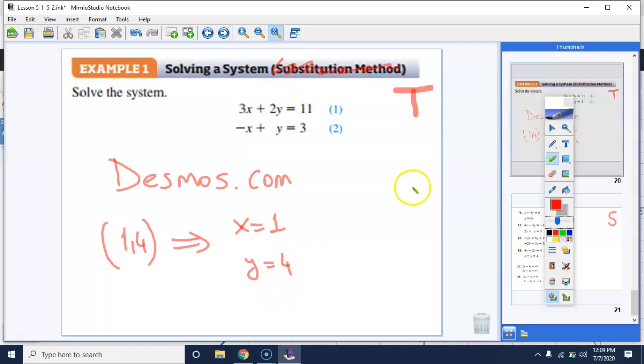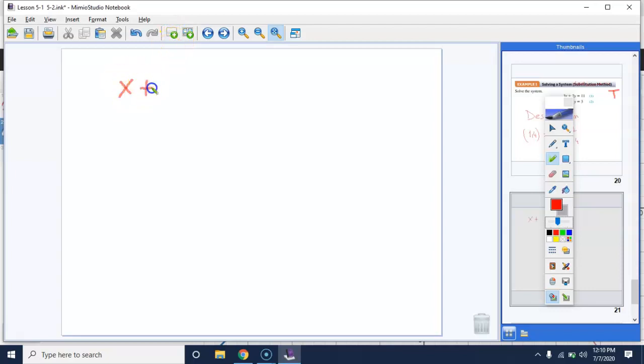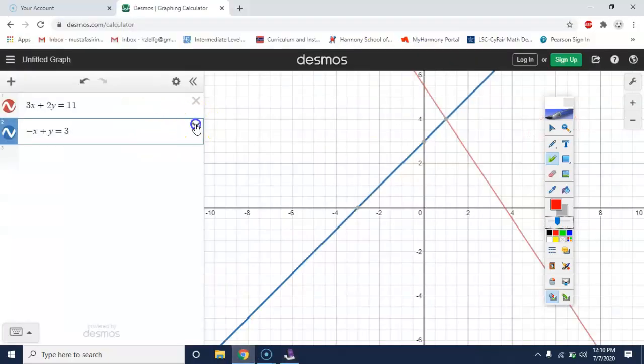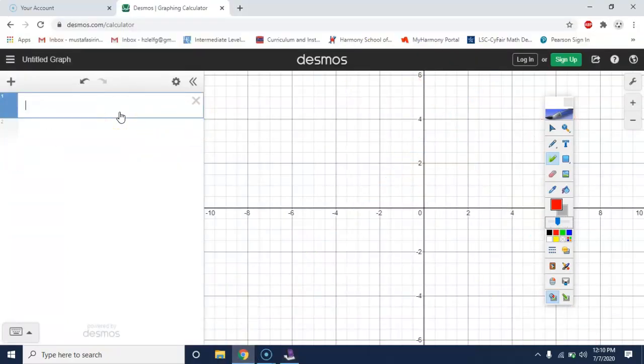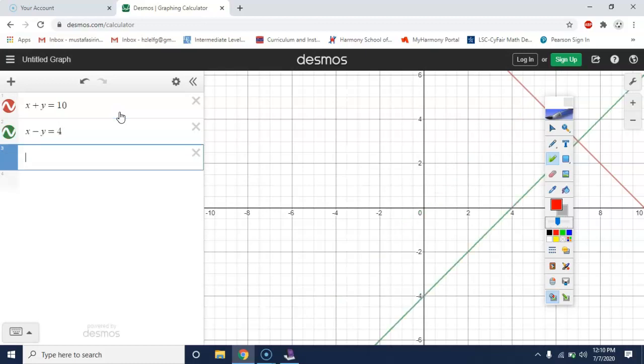All right. Let me show you one more example of this. Let's say x plus y equals 10, x minus y equals, let's say 4. Again, I'm going to put that in as a teacher's question and let's see what happens. X plus y equals 10. Second one is x minus y equals 4. And we just graph it, right?